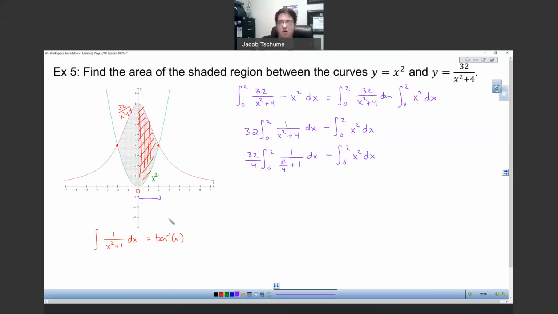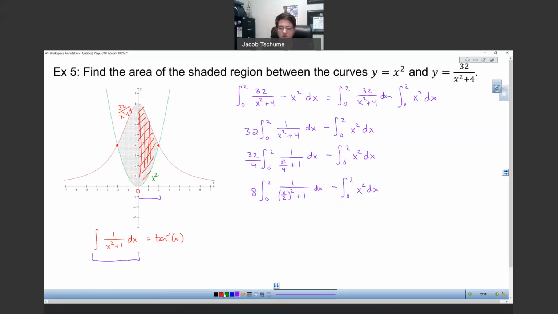Now, notice that x squared over 4 doesn't match either. We need to make this something a more general term squared. So 32 divided by 4 is going to give me 8. I'm going to integrate this from 0 to 2. And then we are going to rewrite this as x over 2, all squared, because I'm going to set up a u-substitution to turn it into an inverse tangent. So even though it looked like an inverse tangent, and it is, you have to go through the manipulation to get it into the perfect form so that you can actually use it. Minus the integral from 0 to 2 of x squared dx.